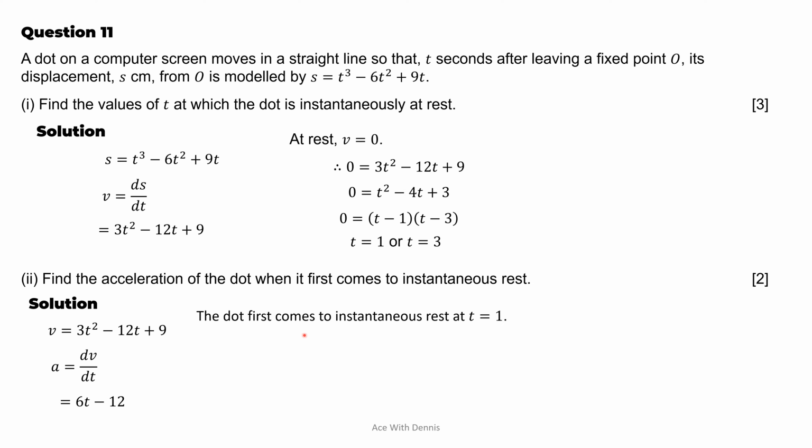The dot first comes to instantaneous rest at t equals 1. So we substitute t equals 1 into the acceleration equation, which is 6 times 1 minus 12, and the answer is negative 6 meters per second squared.